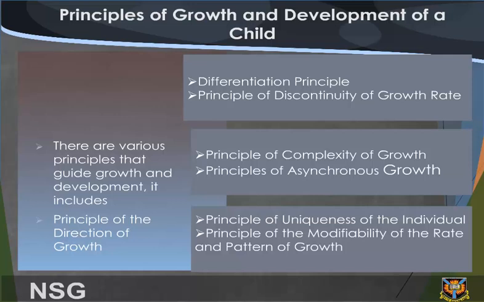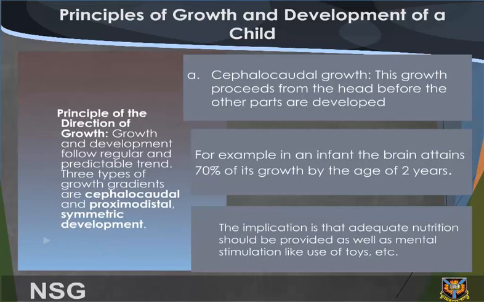Principles of growth and development of a child. There are various principles that guide growth and development. It includes principle of the direction of growth, differentiation principle, principle of discontinuity of growth rate, principle of complexity of growth, principle of asynchronous growth, principle of uniqueness of the individual, principle of the modifiability of the rate and pattern of growth. Principle of the direction of growth.